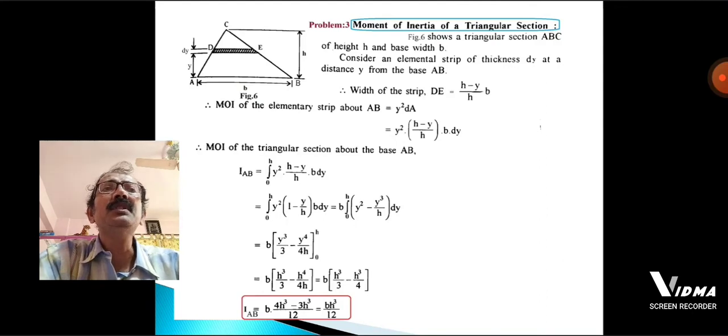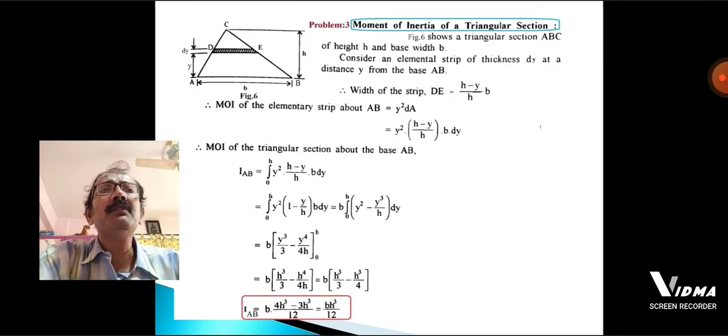triangles ACB and DCE are similar. So from the similar triangles, we have to calculate the width of the base DE of the newly formed triangle, that is (h minus y) by h into b. Now the moment of the elementary strip about the AB axis is y square into dA. Now putting the value of dA.